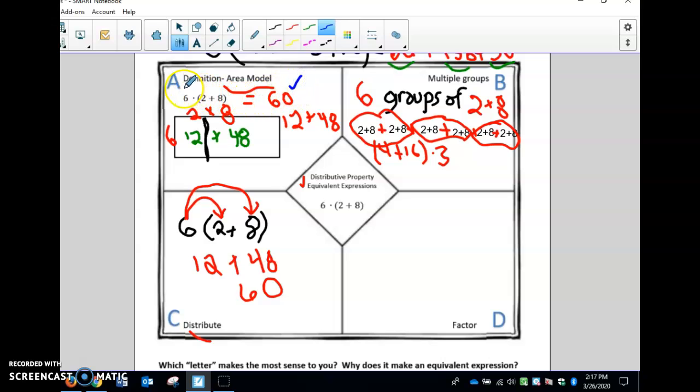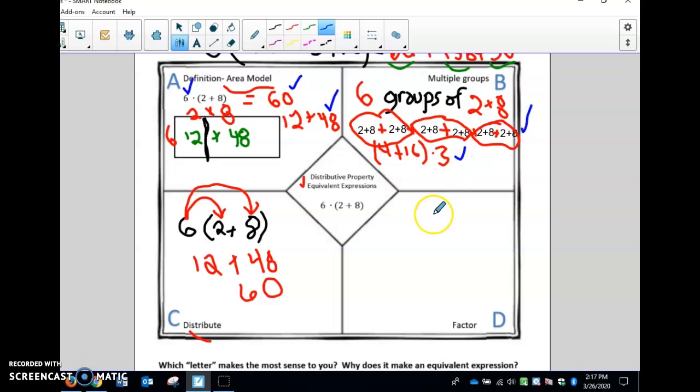I've got the original problem, 6 times 2 plus 8. I've got 60. I've got 12 plus 48 because of the area model. I've also got 2 plus 8 plus 2 plus 8 plus 2 plus 8 because of that equal groups model. I've got 4 plus 16 times 3.